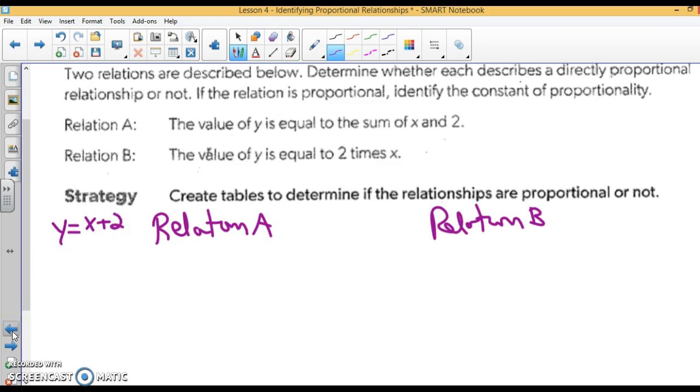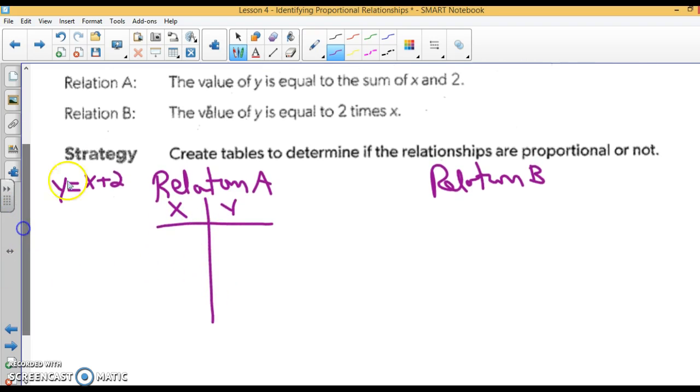Okay, so let's make a table. X, y. I can pick some x values. I'm going to pick 1, 2, 3, 4. If I substitute 1 in for x, 1 plus 2 is 3. Y will be 3. 2 plus 2 is 4. 3 plus 2 is 5. And 4 plus 2 is 6. That's my first table. My second table, y is equal to 2 times x, so 2x.